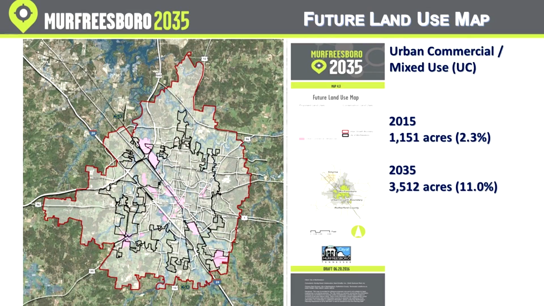Here, this urban commercial mixed-use classification, what we are proposing is some significant redevelopment along key commercial corridors. We've built that into the base year 2015, so that's why you have such a large amount right there. But then we're also proposing an additional 3,500 acres of, again, urban commercial mixed use.